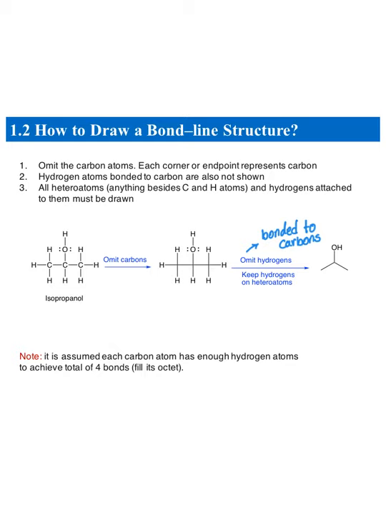Again, as a review, remember that each endpoint and corner has a carbon, and we know that neutral carbon can make 4 bonds in the molecules. This carbon has 1 bond here, the rest are hydrogens and we don't show them. Same here, this carbon has 1, 2, 3 bonds attached to it. The last one is hydrogen and we don't show that hydrogen.